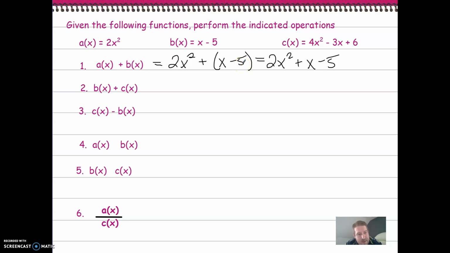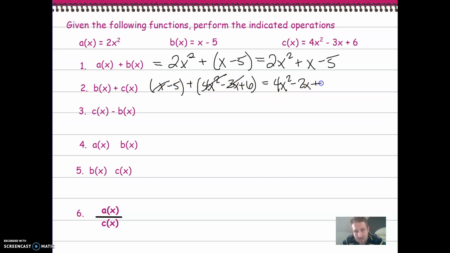Number 2, so we have b of x plus c of x. So b of x is x minus 5, and once again I'm going to put it in parentheses. I'm going to add it to c of x, which is 4x squared minus 3x plus 6. Remember, we can only add or subtract things that are the same. So 4x squared is the only x squared, so there's nothing we can do with that. There's 1x here, minus 3x over here, so that's minus 2x. And then minus 5 plus 6 is 1. And there's your answer.